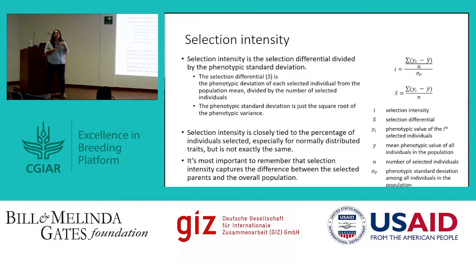But all you really need to remember if you're in a pinch is that selection intensity will capture the difference between the selected parents and the overall population. So here's my overall population. Where are my selected parents? Are they in this part of the population? Are they not that much better? So on and so forth.